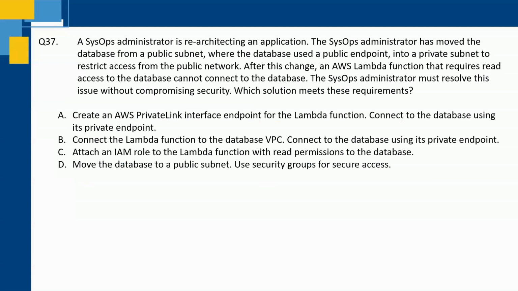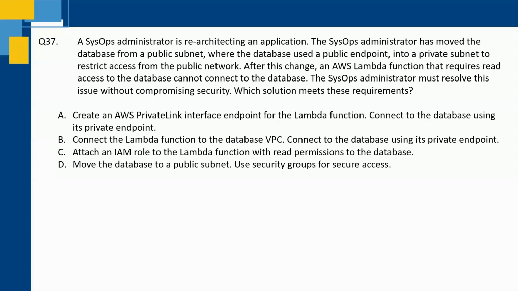Let's look at question number 37. A SysOps administrator is re-architecting an application. The SysOps administrator has moved the database from a public subnet, where the database used a public endpoint, into a private subnet to restrict access from the public network. After this change, an AWS Lambda function that requires read access to the database cannot connect to the database. The SysOps administrator must solve this issue without compromising security. Which solution meets these requirements?